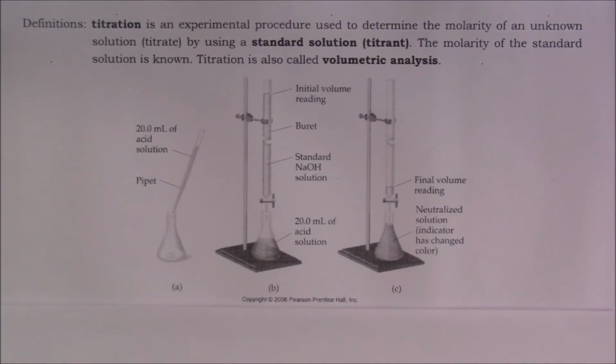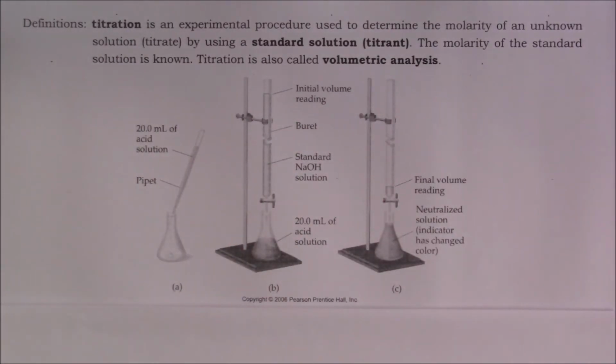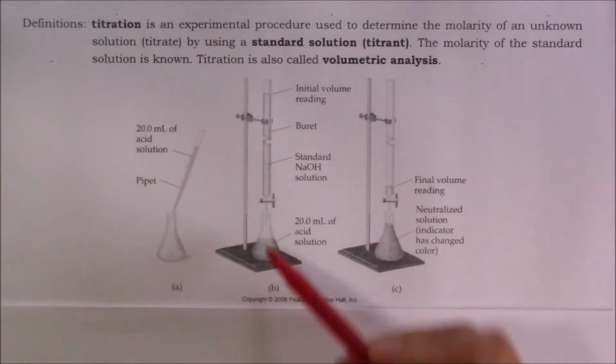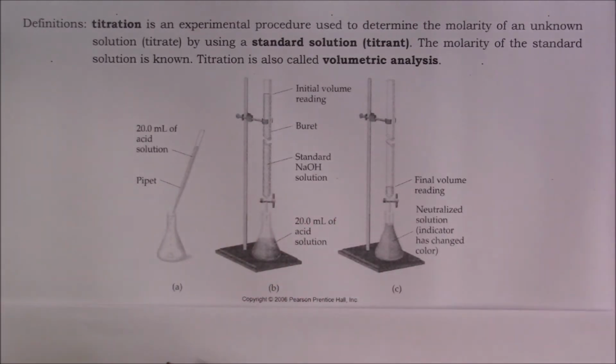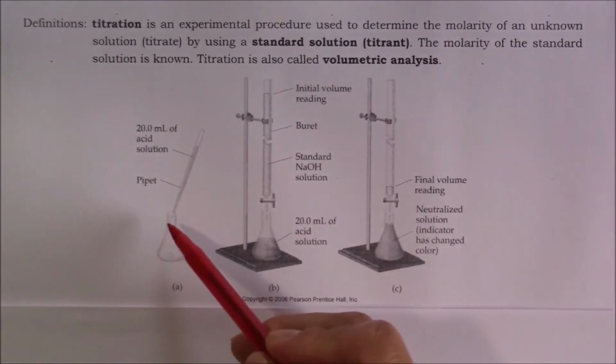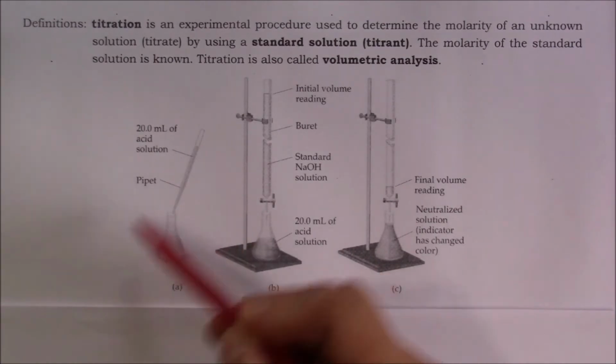The instrumentation of titration is very simple. It does not require complex instrumentation. This is what we need to do the simplest titration. We need a burette, which will hold the standard solution. We need an Erlenmeyer flask to hold the unknown solution. We need a transfer pipette to transfer the unknown solution into the Erlenmeyer flask.